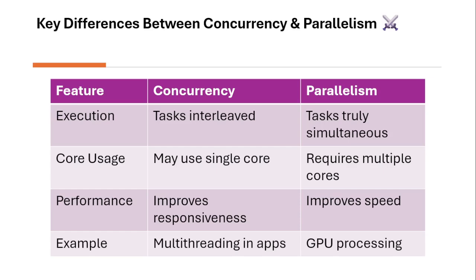Concurrency is for improving responsiveness in IO-intensive processes. That is, if more than one process is IO-intensive, then if one process is waiting for input, another process can run. Hence, it improves responsiveness. While parallelism improves speed, that is, it is better for heavy CPU workloads. An example of concurrency is multi-threading in apps, and an example of parallelism is GPU processing.